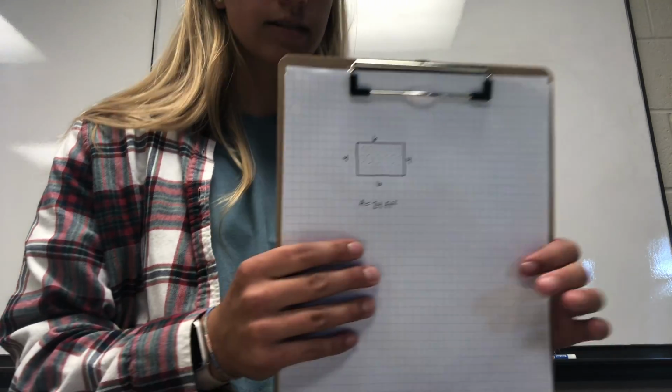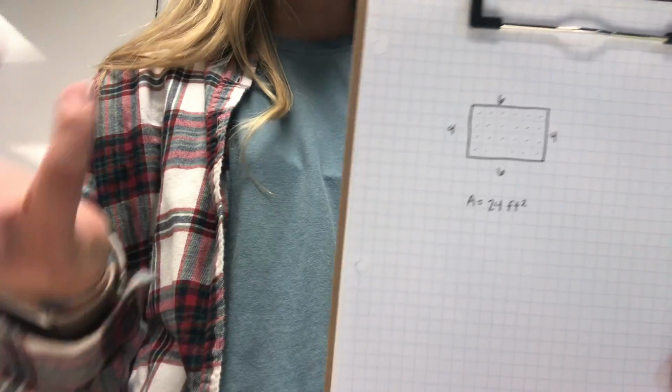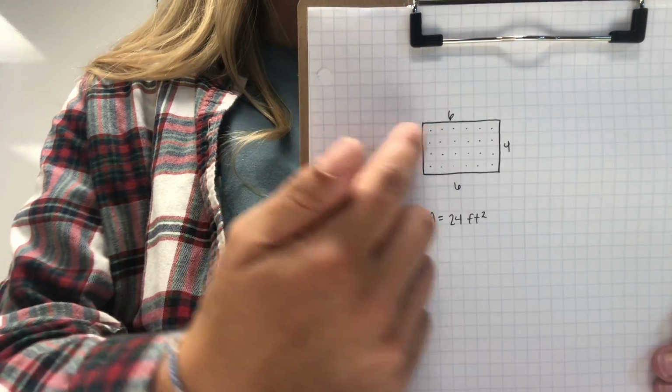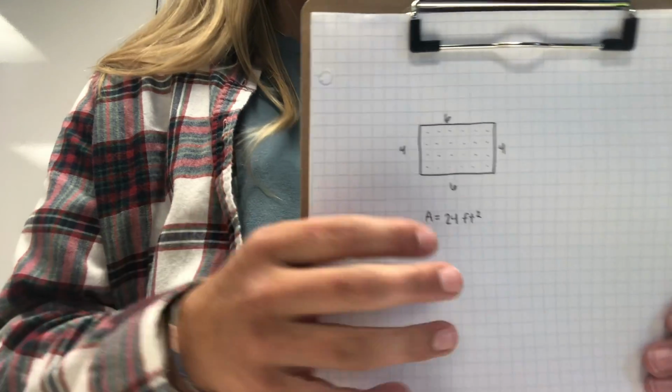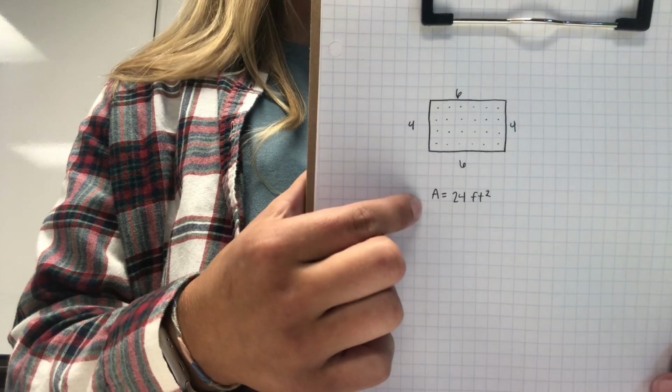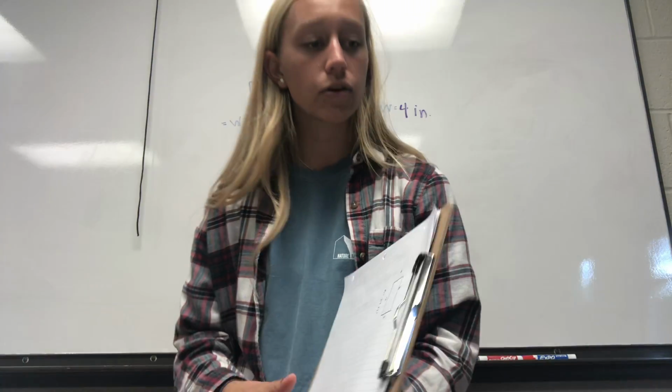So when we did it on the board, we multiplied 6 times 4 and got 24. And that's awesome, but to double check, we can count all of the squares inside of the rectangle and we use graph paper, which also is 24. So that's just another way to double check.